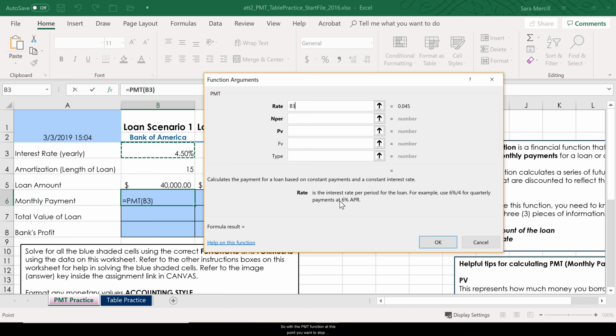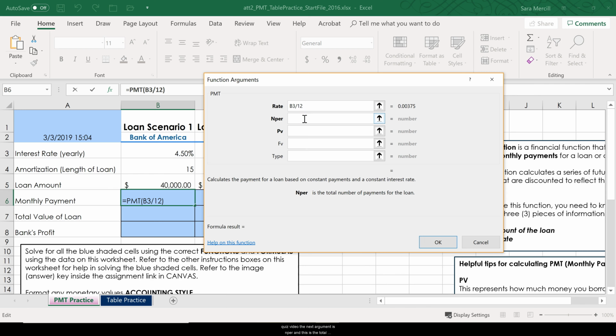So with the PMT function, at this point you want to stop and ask yourself, is this interest rate in months or in years? And I know it's years because it says it right here in the worksheet. So to convert that to months, I will divide that by 12, which is something you learned about in the PMT quiz video.